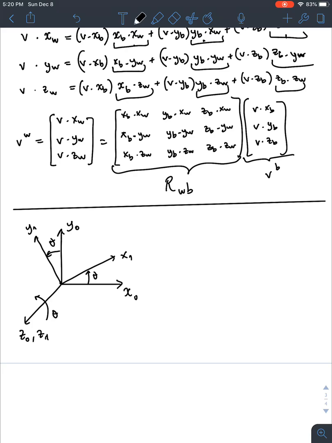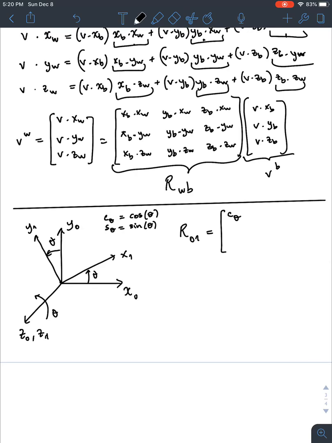Now, the rotation matrix that corresponds to this rotation, you can double check by applying the formula above, is going to be given by cosine theta, where c sub theta is an abbreviation for cosine theta and s sub theta is an abbreviation for sine theta. So returning to the rotation matrix, this is going to be given by cosine theta, minus sine theta, 0; sine theta, cosine theta, 0; 0, 0, 1.